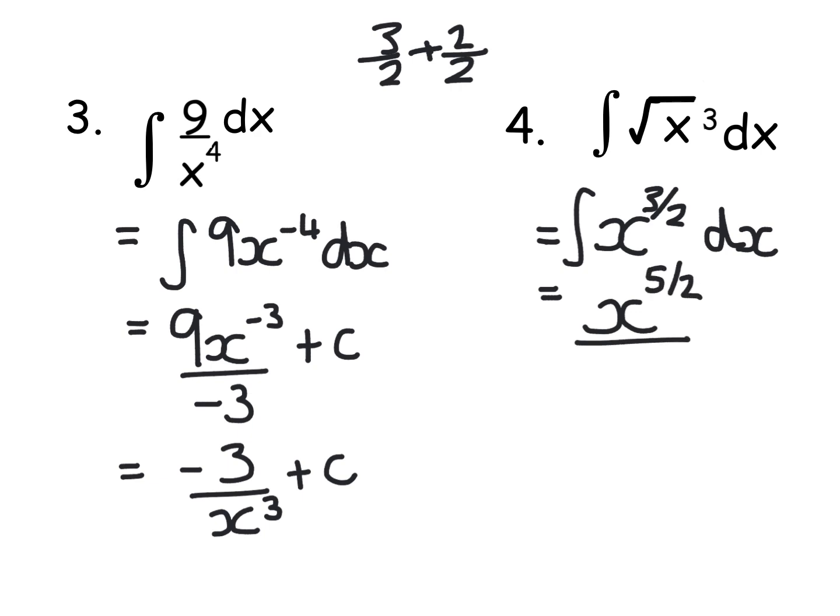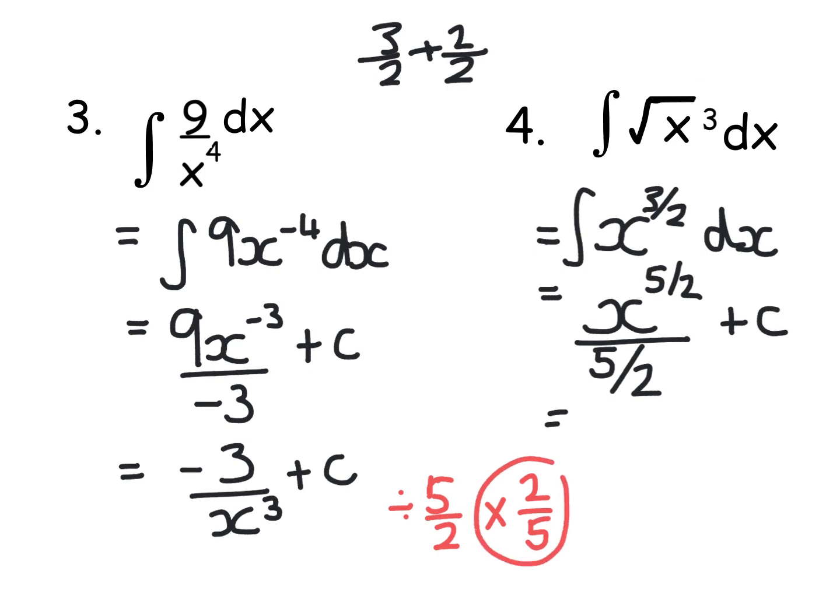And then this looks really messy, but let's roll with it. We're going to divide by the new power, which is 5 halves, and then our plus c. Right, please remember that dividing by 5 over 2 is the same as timesing and flipping it to 2/5. So this is essentially what we're doing here. We're timesing by 2/5, so it becomes 2/5 of x to the power of 5 over 2.